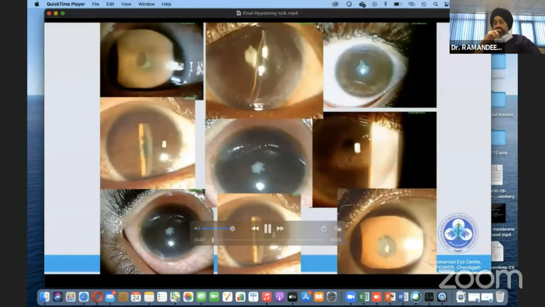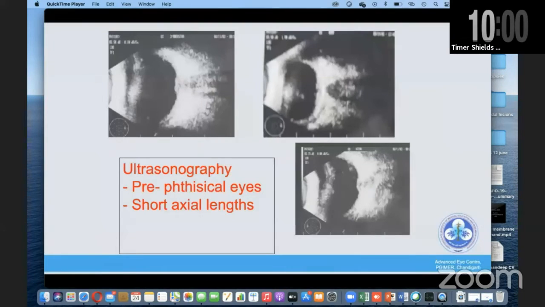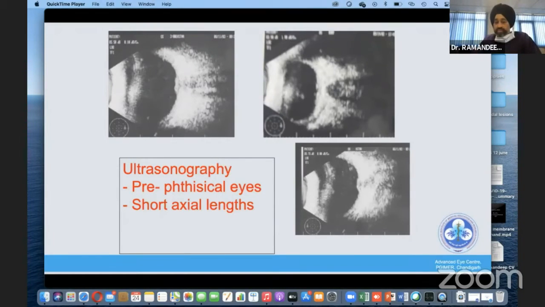Hypotony, that is IOP less than 6 in uveitis, is one of the vision-threatening complications in any uveitic patient due to neglect or late referral. Normally, they are accompanied with cataract. So these eyes are poor prognosis eyes, as seen in these ultrasounds. These are pre-phthisical eyes with short axial length, and they are left alone. Doing a cataract surgery in these eyes can be very, very devastating.